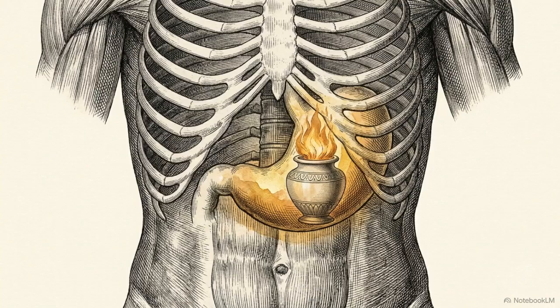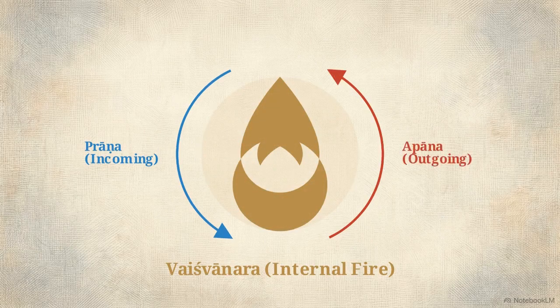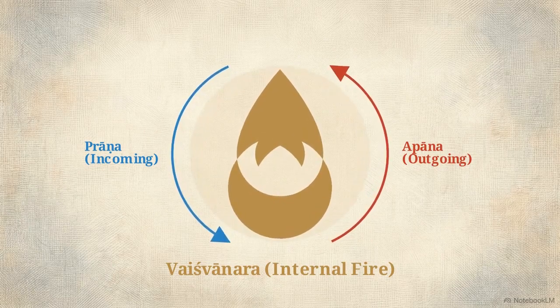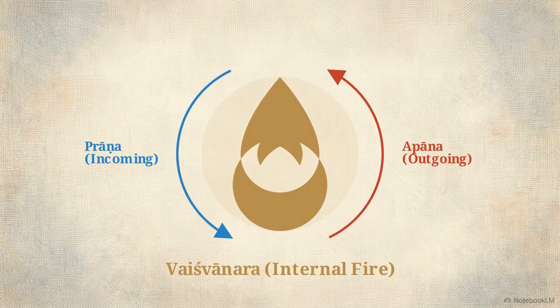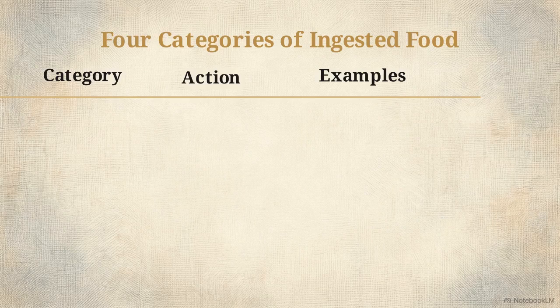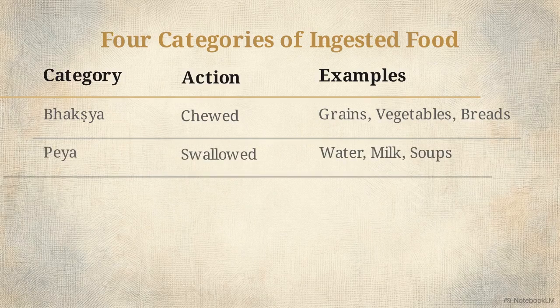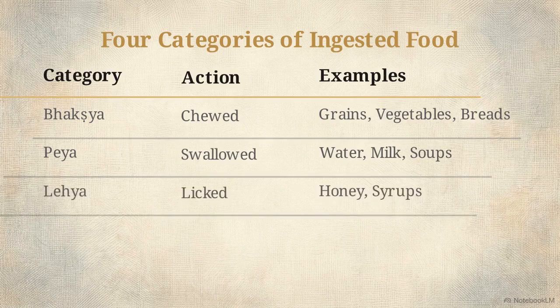Divine energy also operates at the microcosmic level, residing inside human biology as the gastric fire, known as Vaishvanara. This internal fire metabolizes food by working in harmony with the incoming and outgoing life breaths, the prana and apana. This table breaks down the 4 categories of ingested food metabolized by this fire, starting with those that are chewed and those that are swallowed. It completes the breakdown with foods that are licked, like honey, and those that are sucked, like sugarcane.